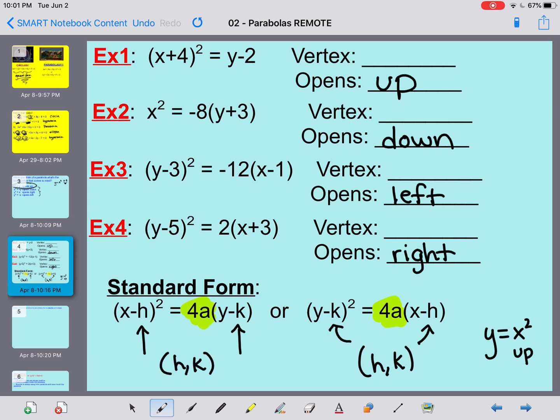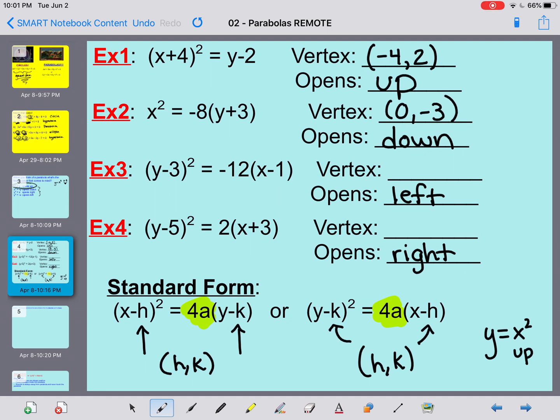Let's go through these. So example 1, h comma k, remember we're doing the opposite of everything, so it's going to be negative 4 comma 2. Everything's the opposite because of the way the formula is written. We've talked about this in other chapters. For example 2, this would be 0 comma negative 3.